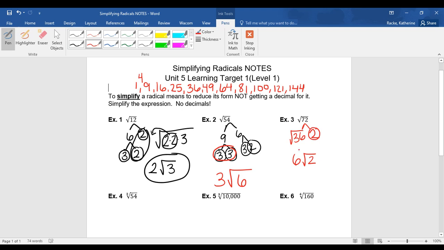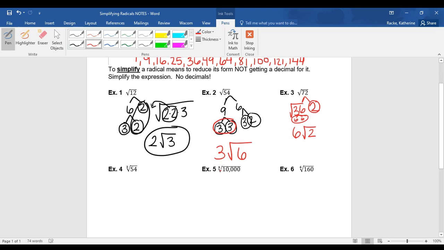Once you square root a number, so like I square rooted 36 in example 3, there's no longer a square root around my 6 because this breaks down into 6 and 6, which gives me that pair that I'm pulling out on the outside. Okay.